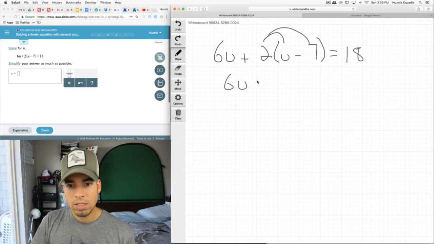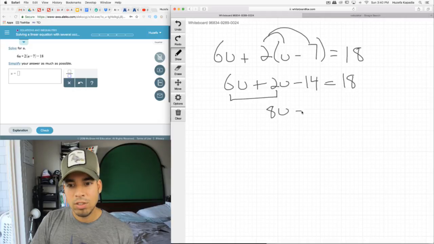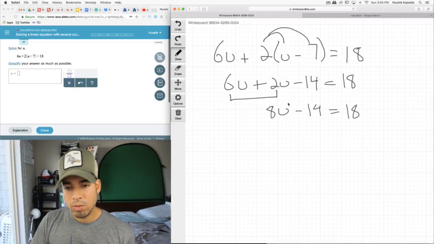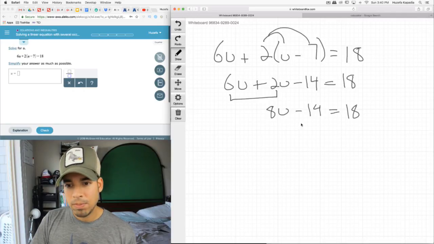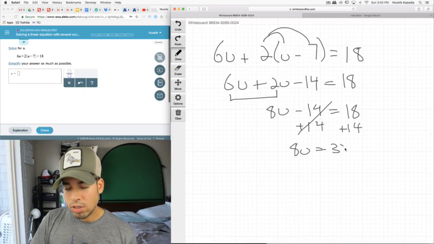They're not like terms. So we get 6u plus 2u, 2 times 7 is 14. 2u minus 14 equals 18. Now I'm going to combine these like terms. 6u plus 2u is 8u. Now that we've done that, it's all about isolation. We only got one instance of u. Let's isolate it. So I'm going to move the 14 over by adding 14 to both sides. And I got 8u equals 32.